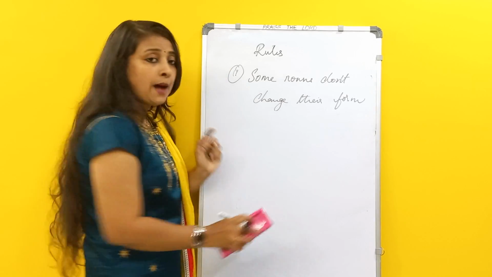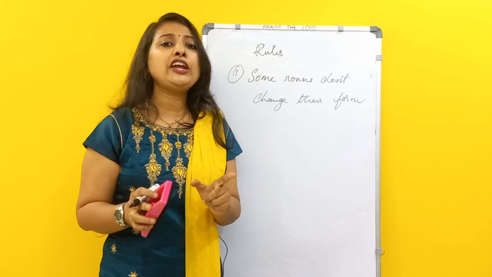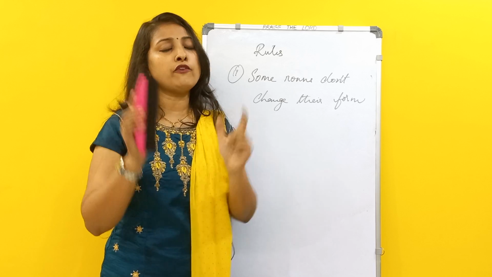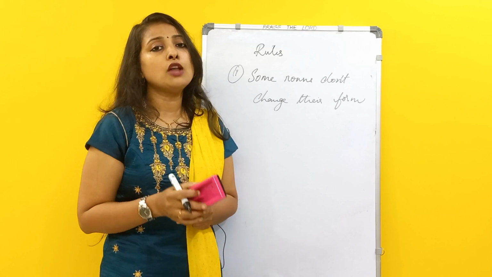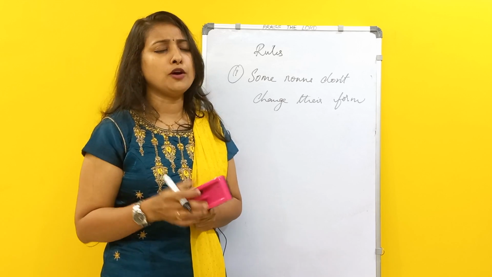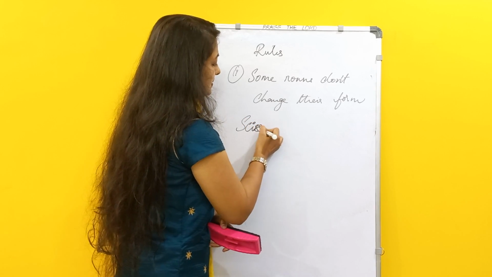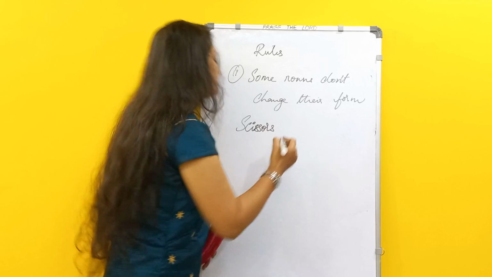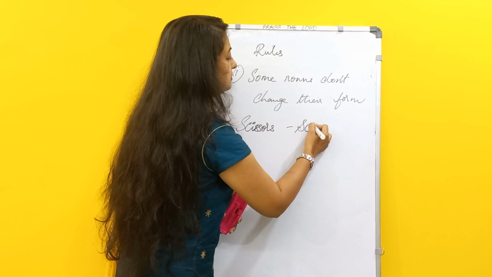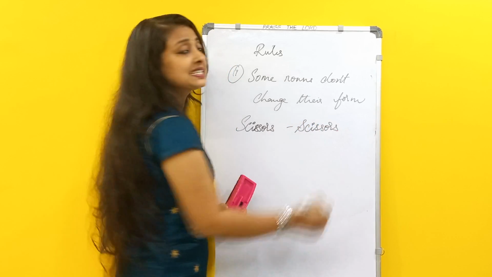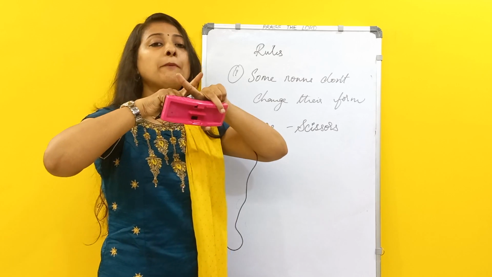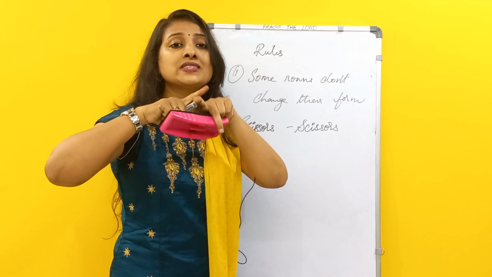Similarly, some nouns should always be used in plural form only. Some nouns should always be used in plural form, like scissors. Singular and plural are the same because you will be having a pair. We have to say a pair of scissors.